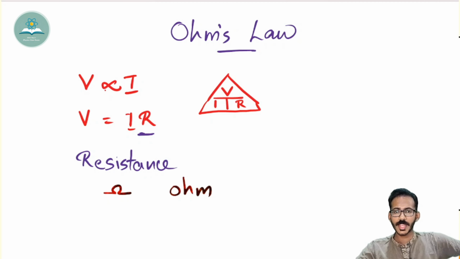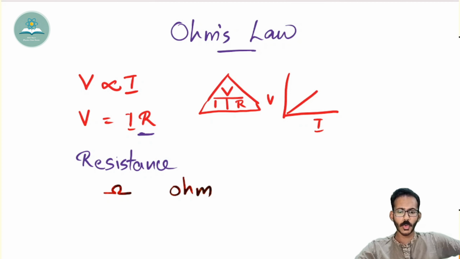So the mathematical statement of Ohm's law is V directly proportional to I, where V is equal to I into R. R is the resistance. SI unit of resistance is ohm. According to Ohm's law, when we draw a graph between V and I, it will be a straight line. This graph also shows Ohm's law.